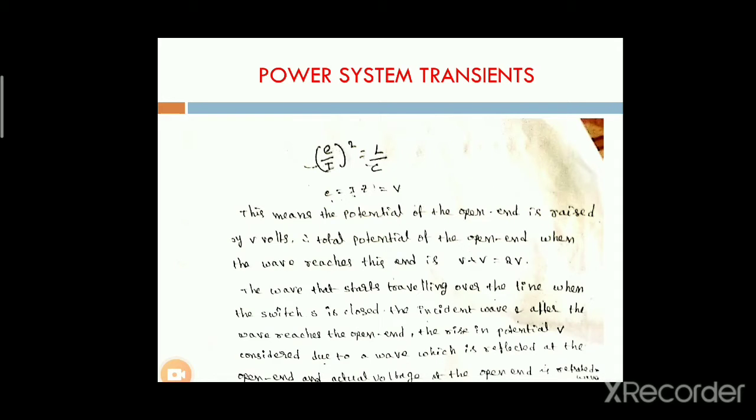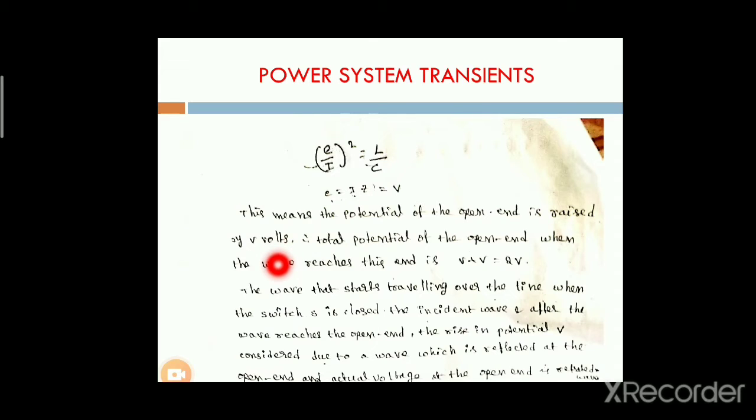Therefore E by I whole square is equal to L by C. Then E is equal to IZ, which is equal to the voltage V. So I into Z is equal to the voltage V. This means that the potential of the open end is raised by the voltage V.